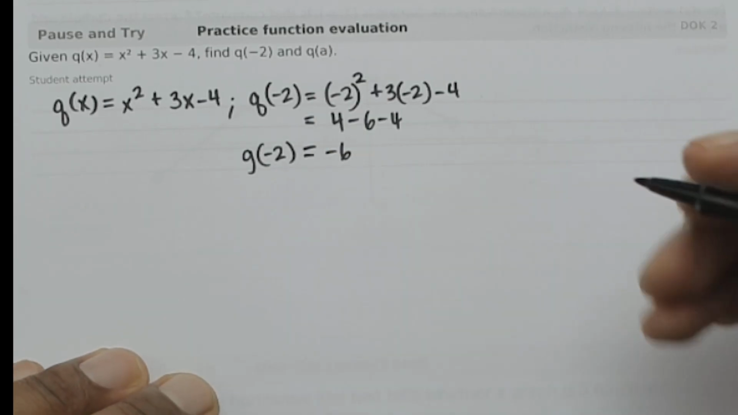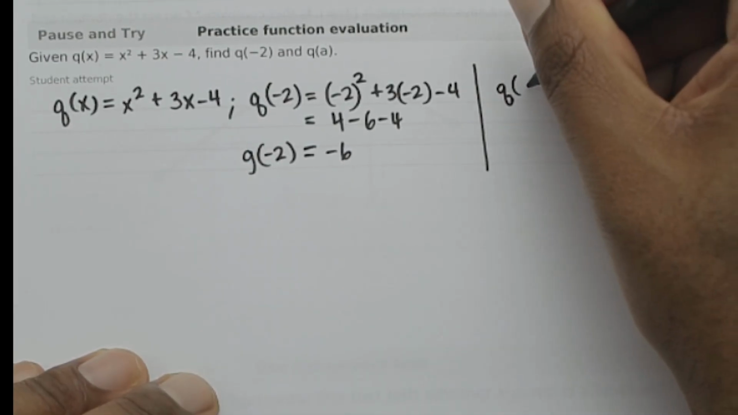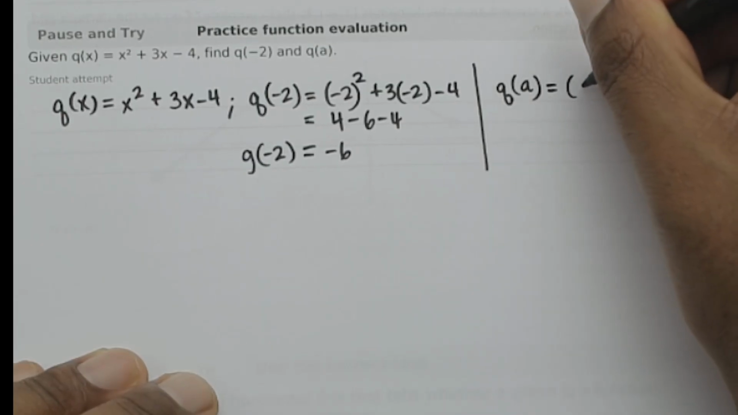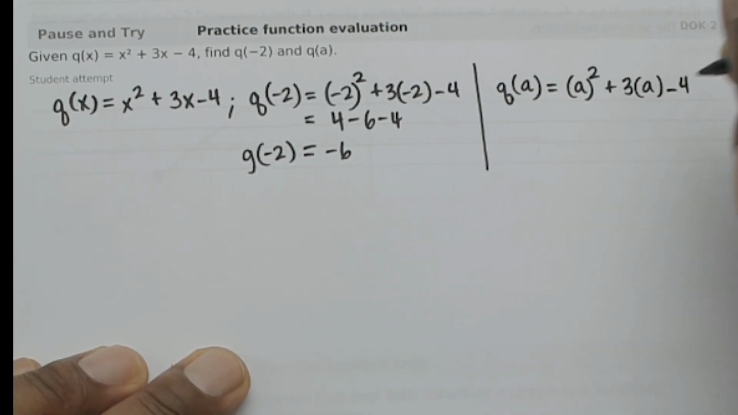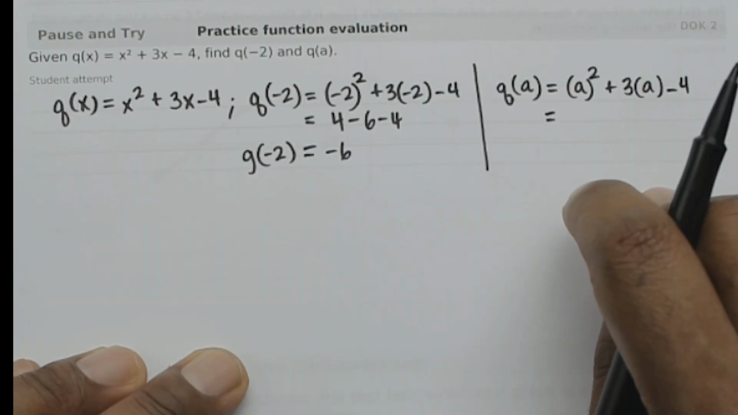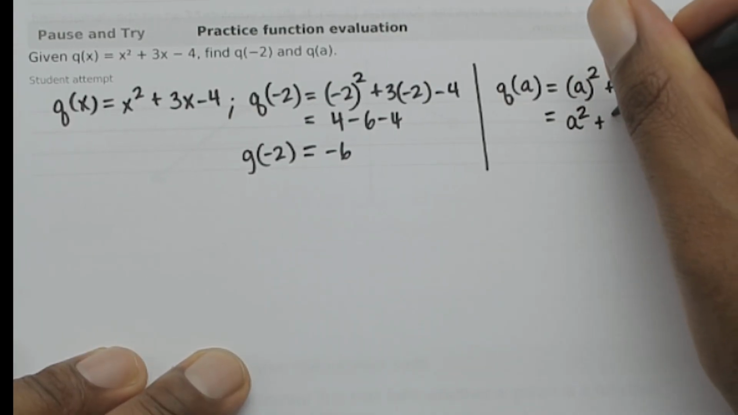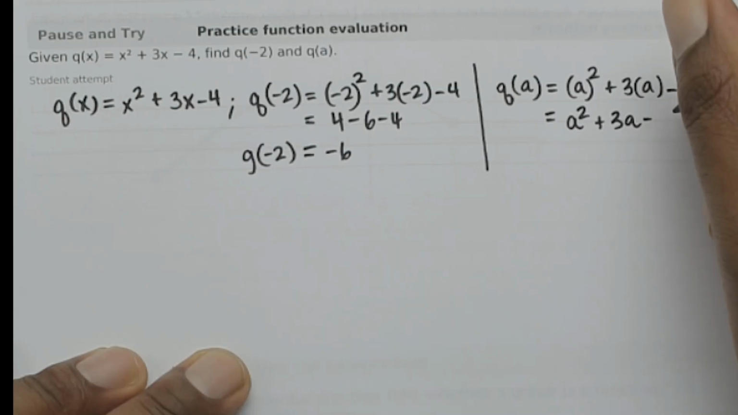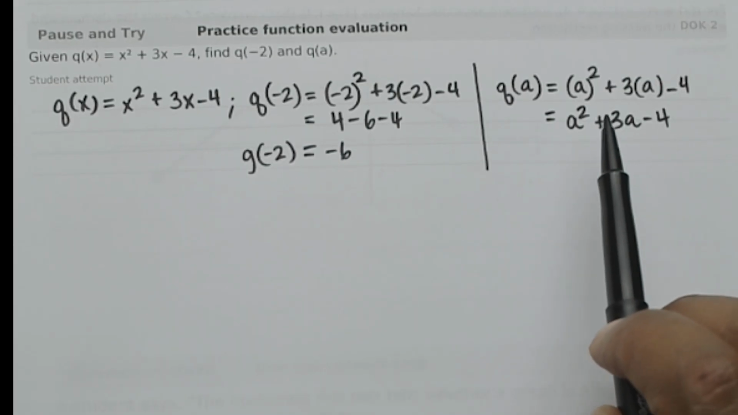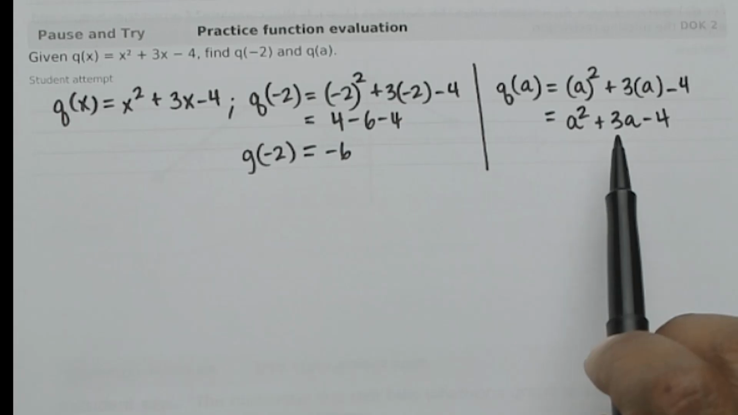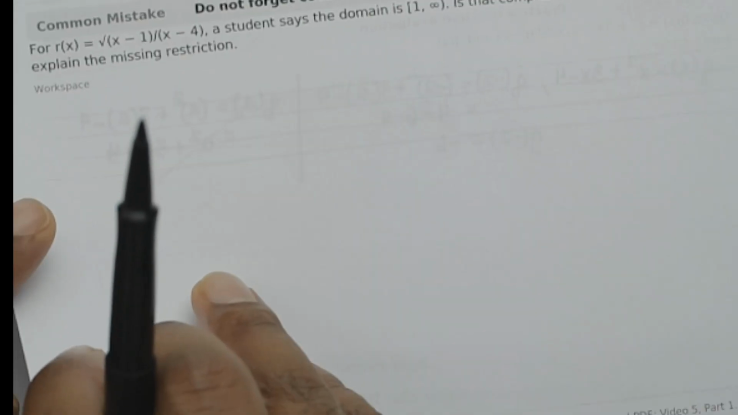Okay? Now we're going to find q of a. So when x is a, we essentially substitute a in there, plus 3 of a minus 4. So notice we're using just a generic variable this time. So this is a times a, which is going to be a squared, plus 3a minus 4. Okay. So since a is already a variable expression, there is nothing else to simplify. So we cannot combine like terms. That is it. Okay. Let's continue.